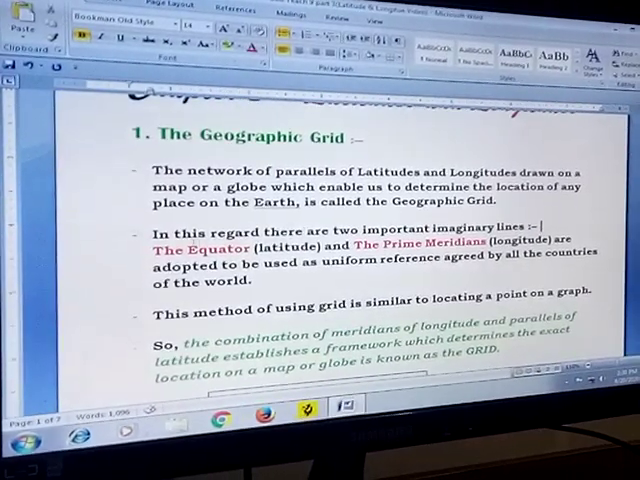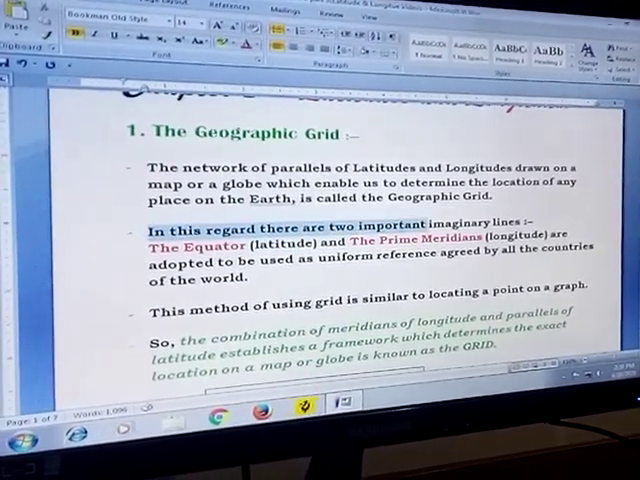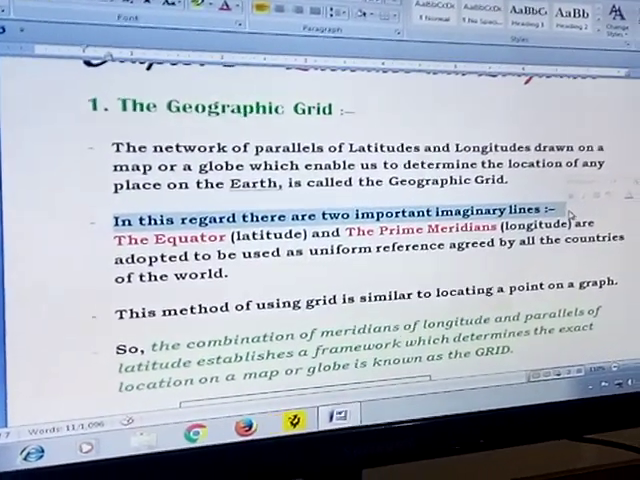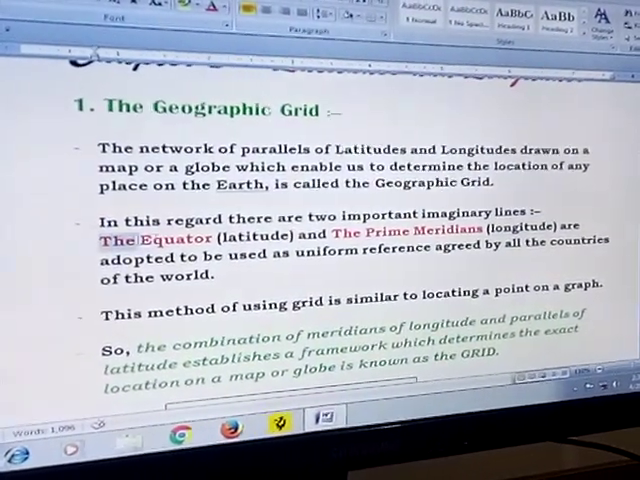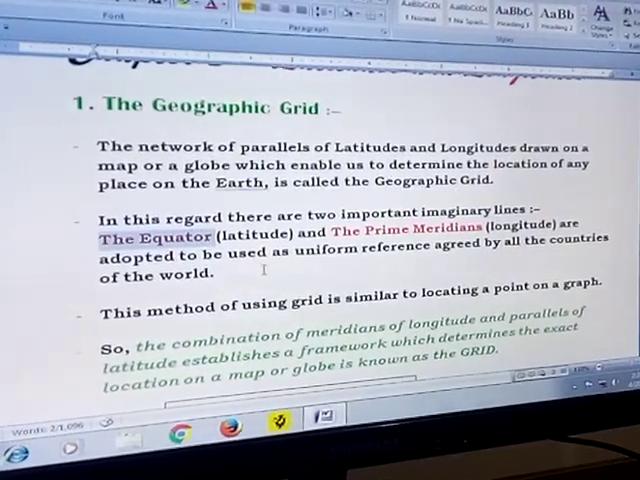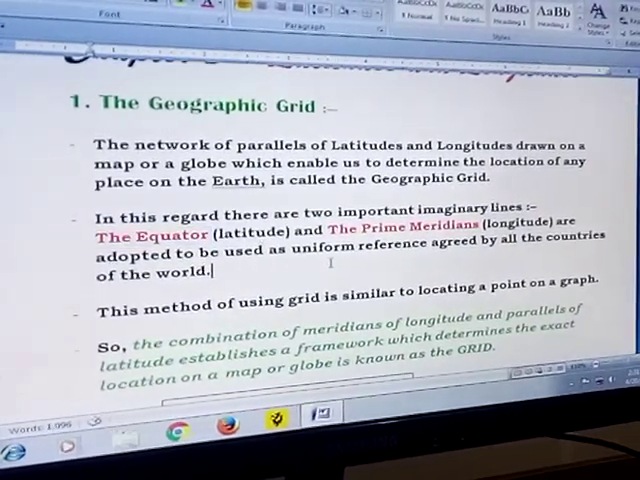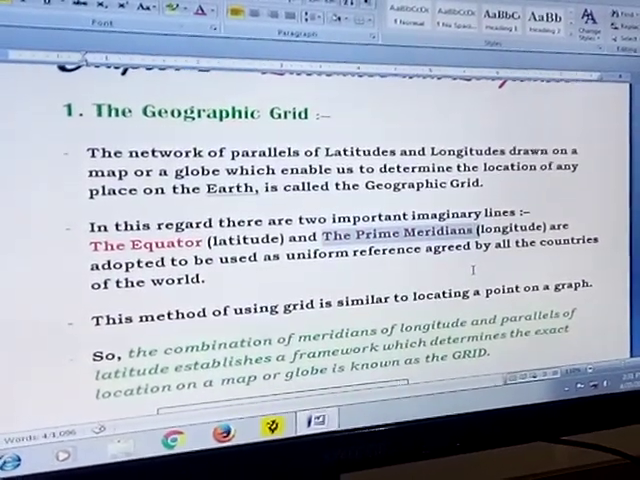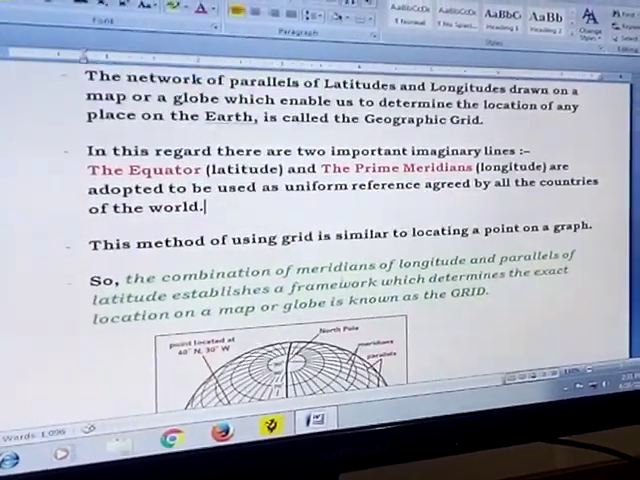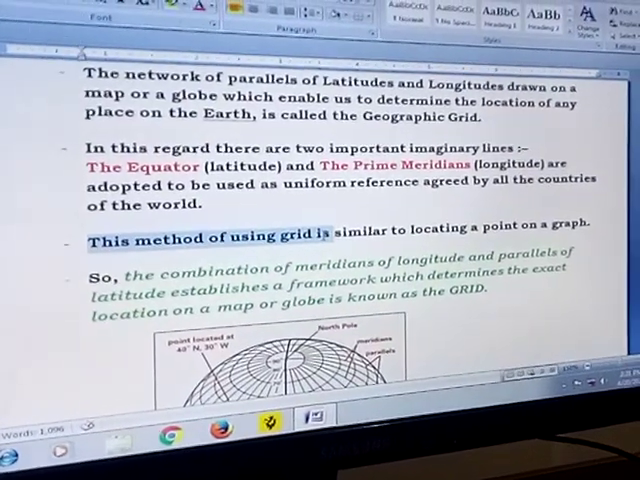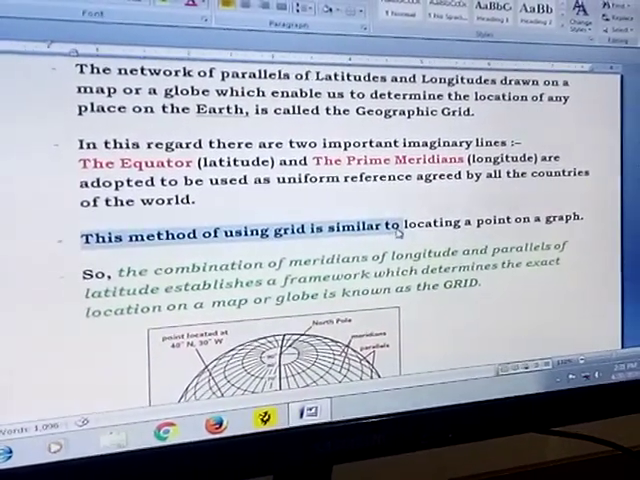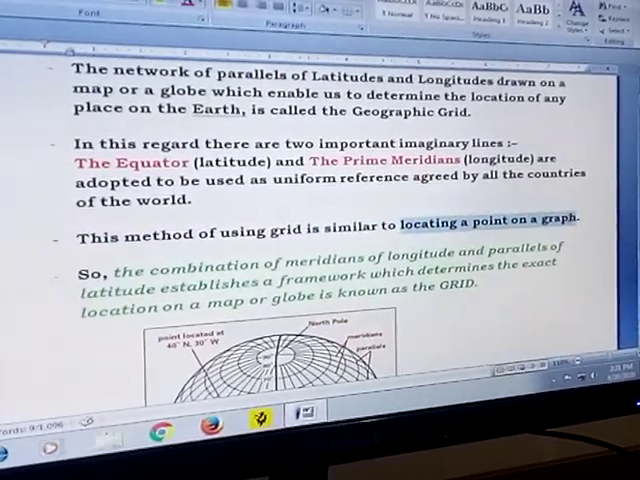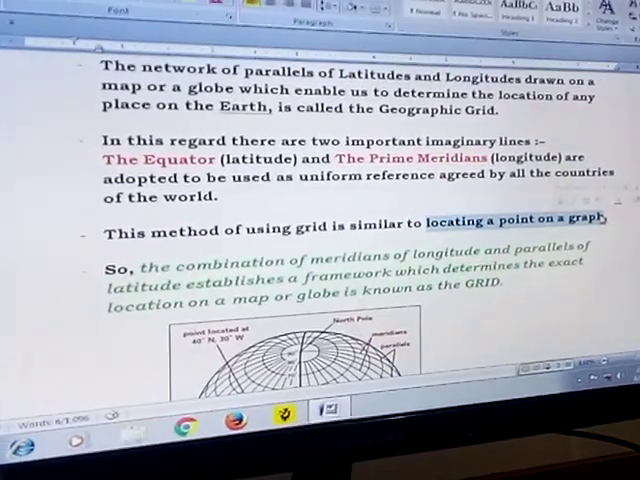or on a globe. In this regard, there are two important imaginary lines that we are supposed to make as a reference. One is the equator, that is obviously the central latitude, and the other one is the prime meridian, which is the central longitude. This method of using grid is similar to your geometry, that is locating a point on a graph.